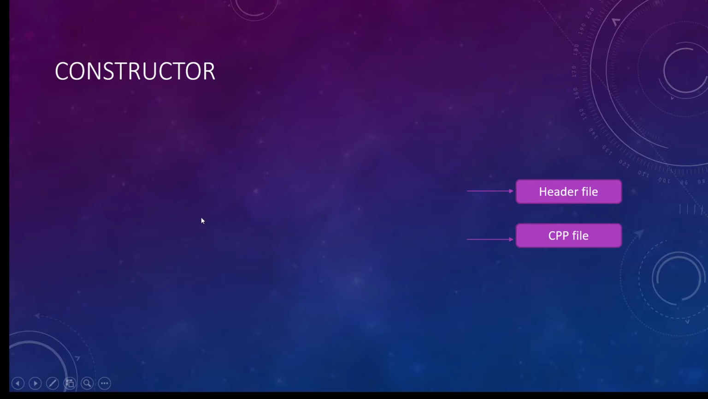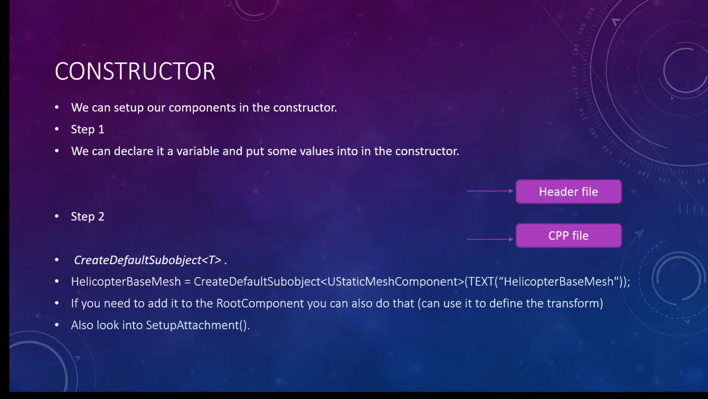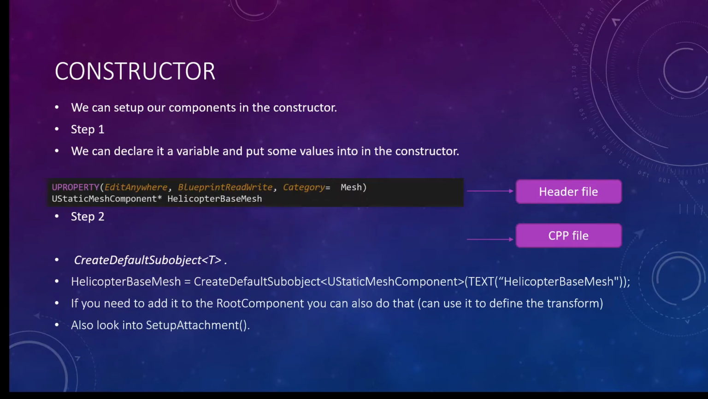Okay, so let's talk about how we actually get started in making one of these nice actor components. Well, the first thing that we need to do in order to set up our components is step 1. We can declare them as a variable and put them inside of our constructor. Okay, so let's go through this. So here it is right here.